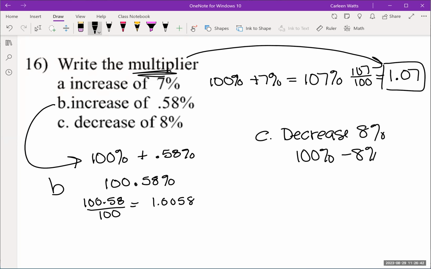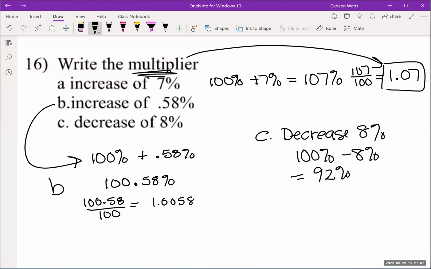100% minus 8% is how much? 92%. We are subtracting, but the multiplier will not be negative. Yeah, it's subtraction from 100, but it is a positive multiplier.